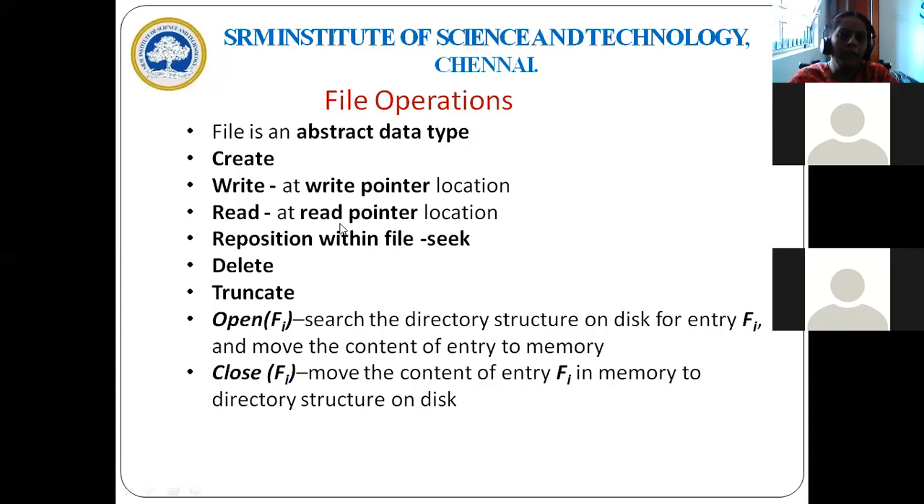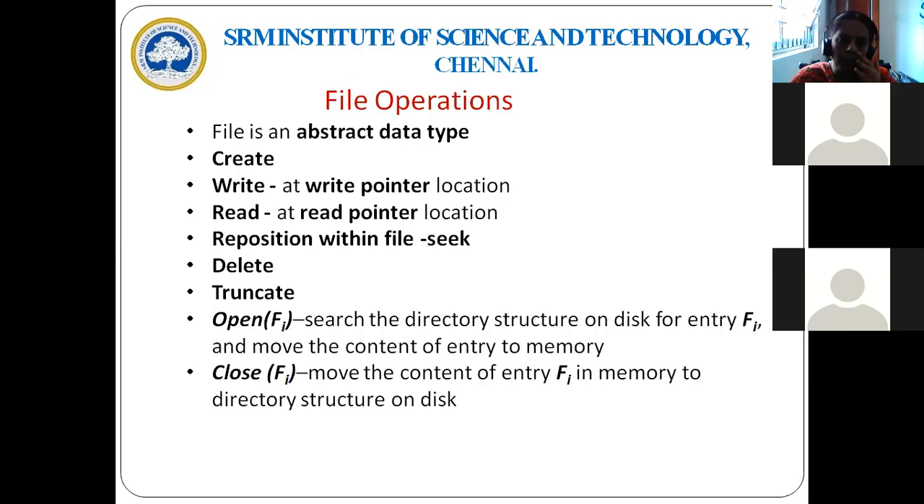Similarly, if you are going to read a particular record from the fifth position, we have to keep a read pointer at the fifth position and start reading. And then repositioning within the file. Repositioning, like the disk scheduling we have seen now. Currently, if the head is at 50 but we have to reach 183, for that we have to reposition the file pointer to 183. So repositioning is very important.